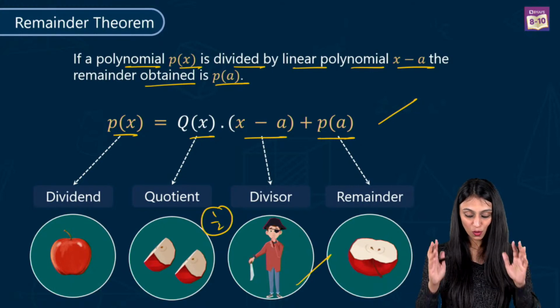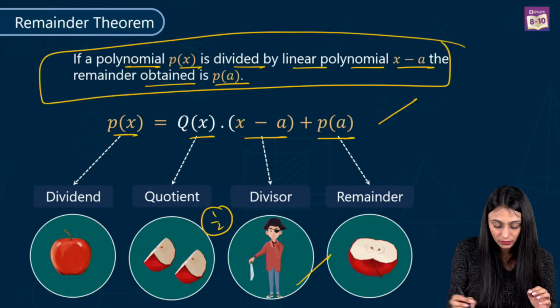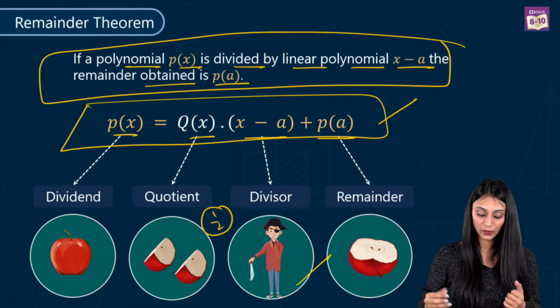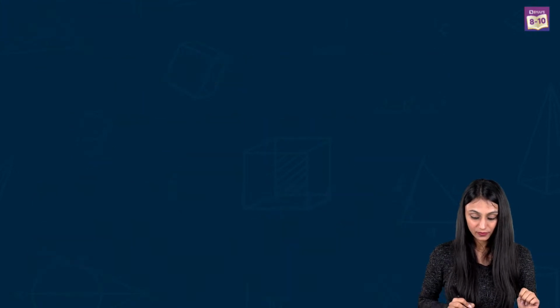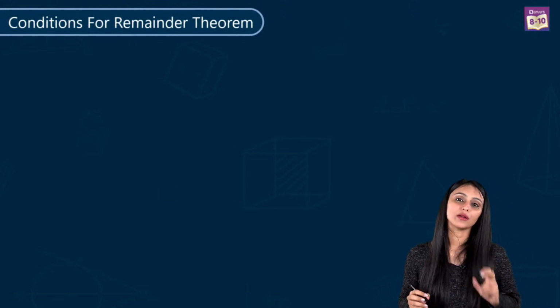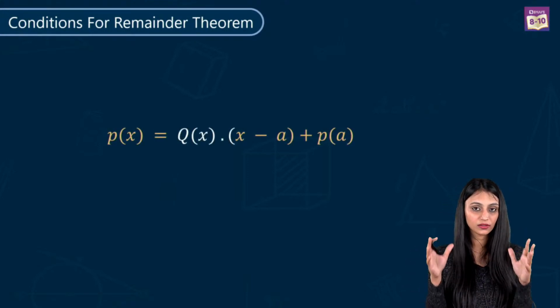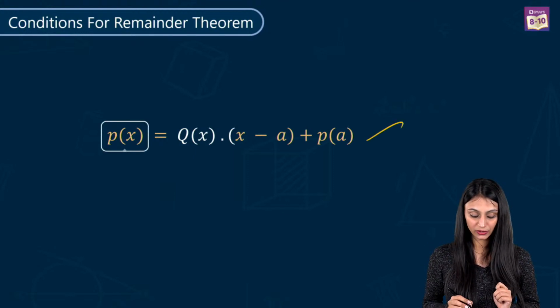All right. So this is basically the remainder theorem. This is what the mathematical statement says, and to understand this in a better way, we have used the animated characters. Now we know what the remainder theorem is, right? This is the theorem statement, this is the theorem formula that we learned. Now let's take a look at the conditions for the remainder theorem.